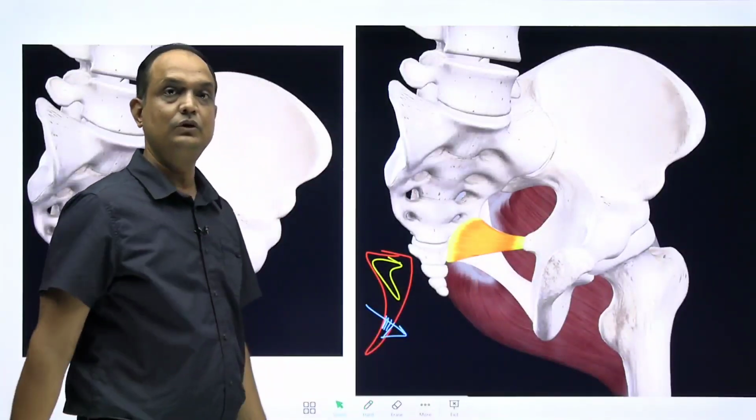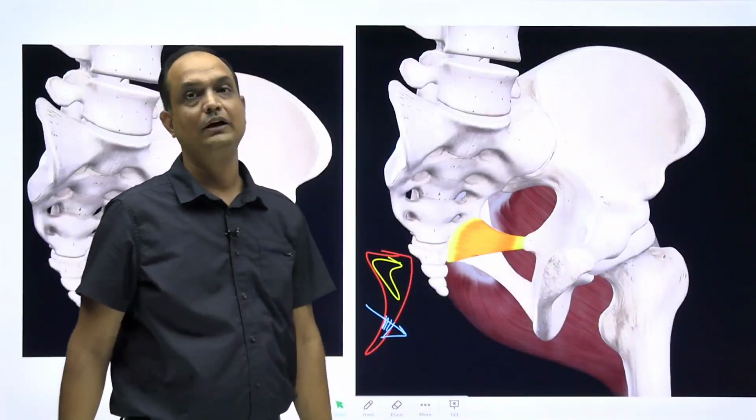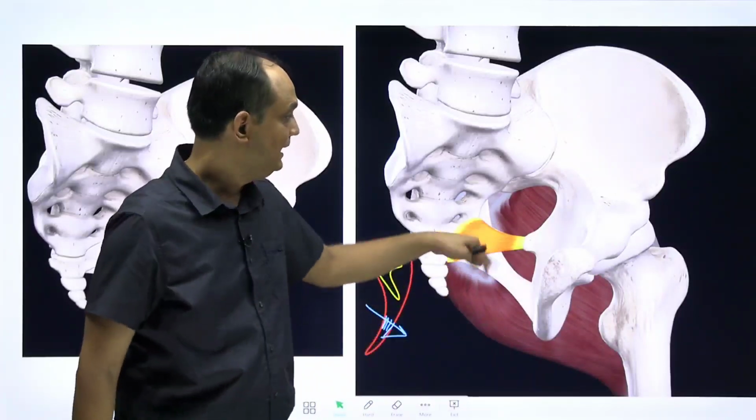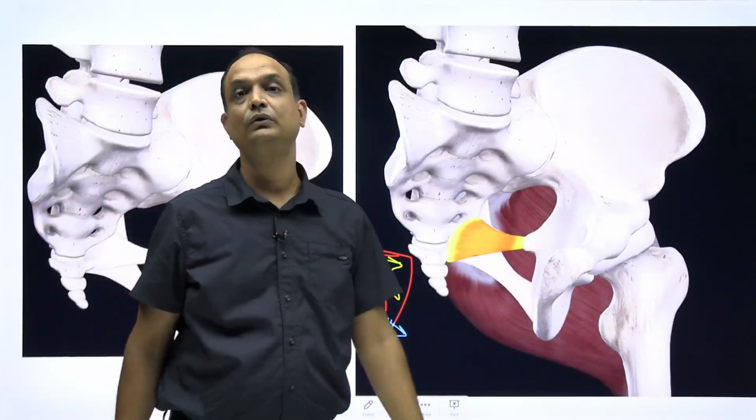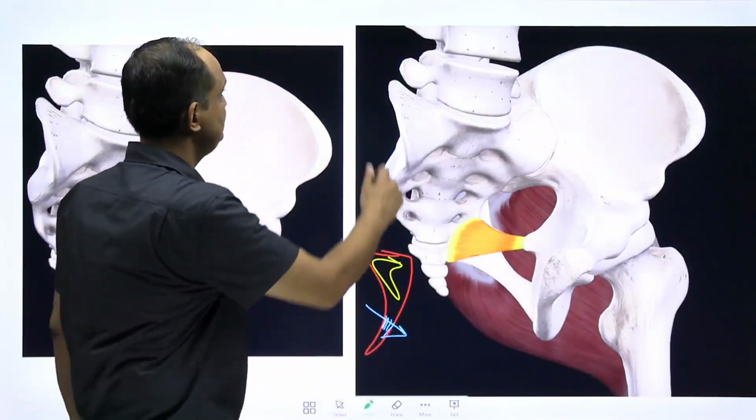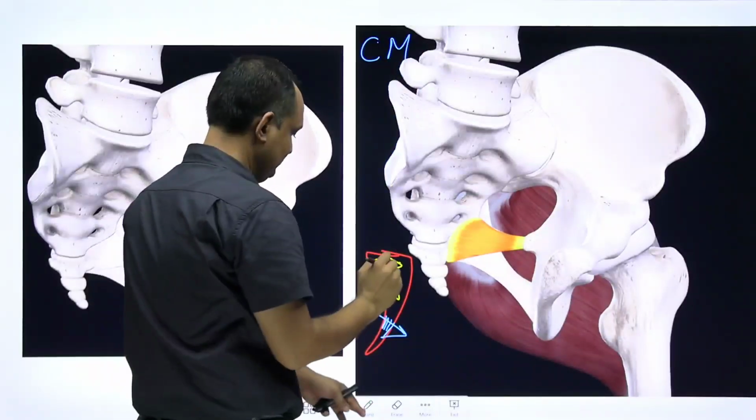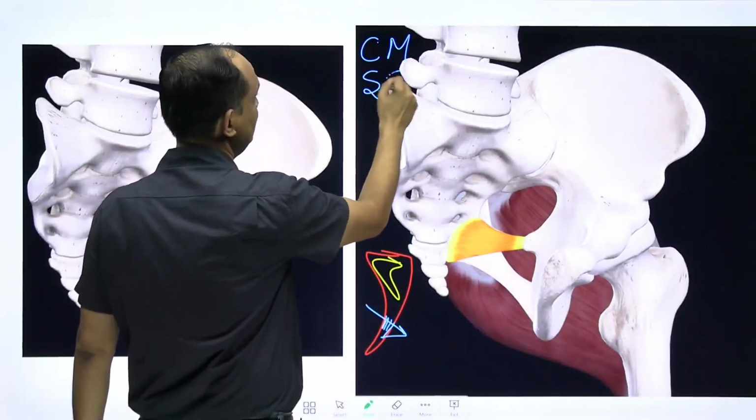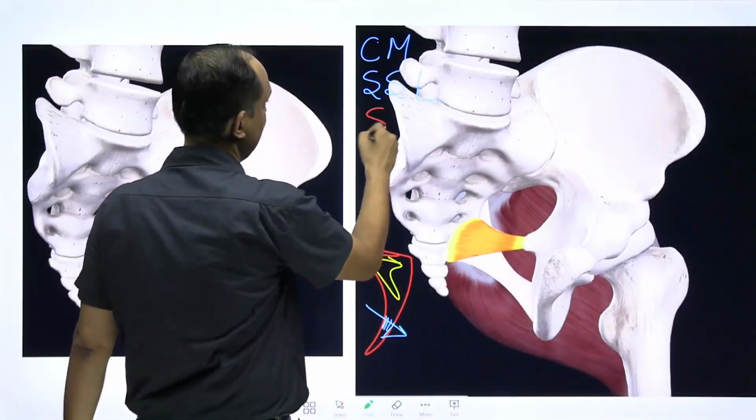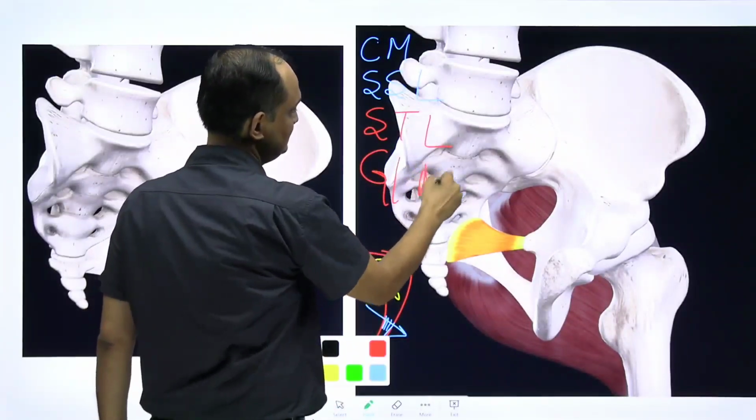From anterior to posterior, the anterior-most structure is the coccygeus muscle. Next to that you have the sacrospinous ligament. Next to that you have the sacrotuberous ligament, and more posteriorly you have the origin of gluteus maximus. So if I write the four names: first is the muscle, the coccygeus muscle. Then the ligament, the sacrospinous ligament. Then one is the sacrotuberous ligament, and lastly the gluteus maximus muscle.